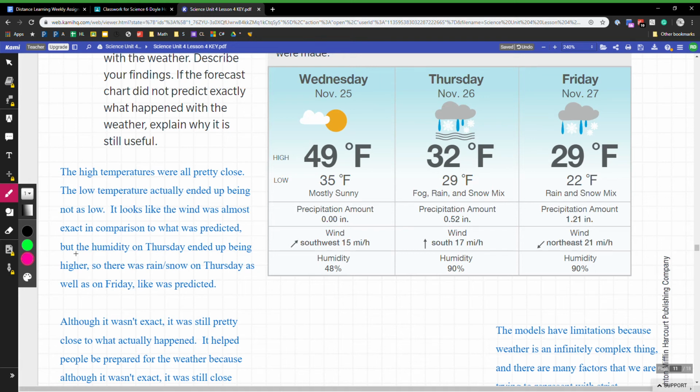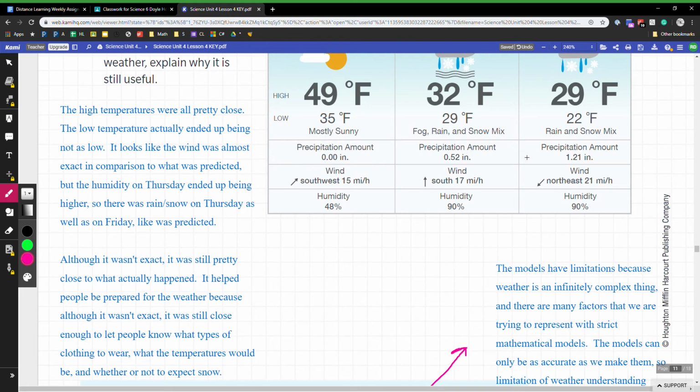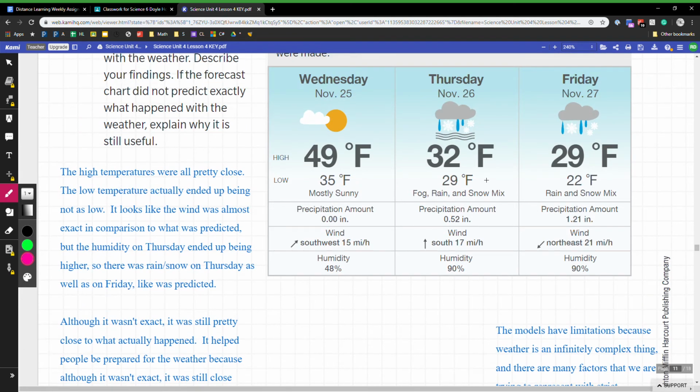Let's see, it says that the humidity on Thursday ended up being higher. This was a higher humidity. And this says explain why it's still useful. And so you can see how some things are pretty close. I think the wind was pretty close. But yeah, the wind was almost exactly the same. So although the whole forecast overall wasn't exact, it's still really useful because you still know 15 miles, 17 miles, 21 miles, like this is pretty windy still. So you could still tell it's pretty windy, right?